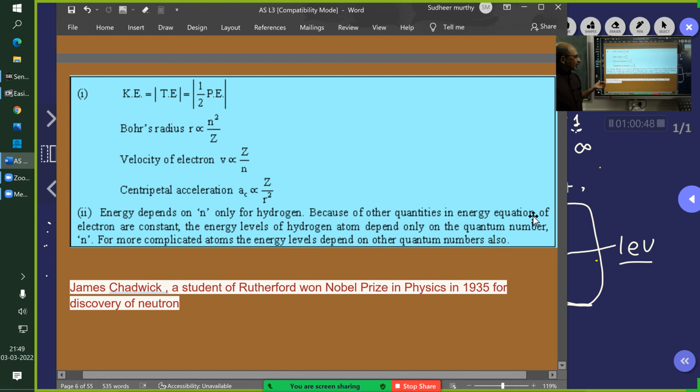So energy is constant because the other quantities in the energy equation of the electron are constant. The energy levels of hydrogen atom depend only on the quantum number n. Here you see the n he is using in the Bohr model will become the quantum number in the future. For the more complicated atoms, the energy levels depend upon other quantum numbers also. I have just mentioned it here. Got it, students? Yes, sir.